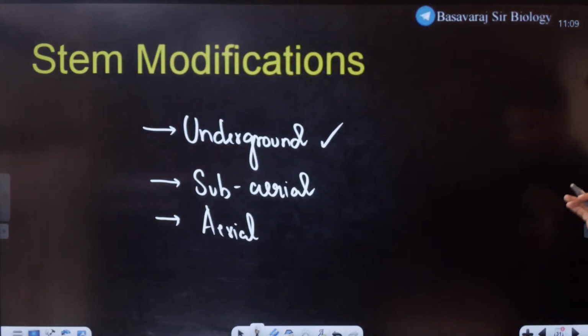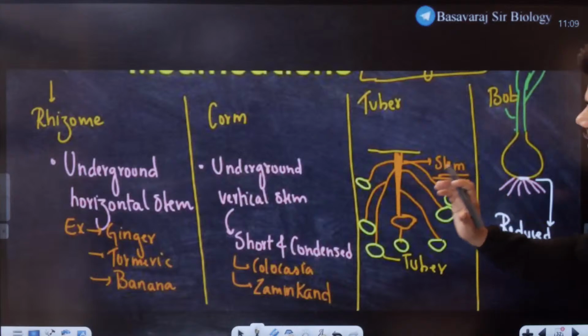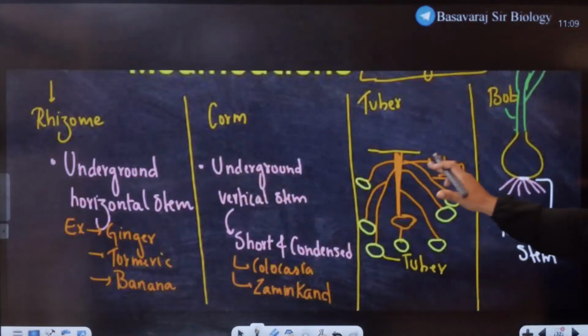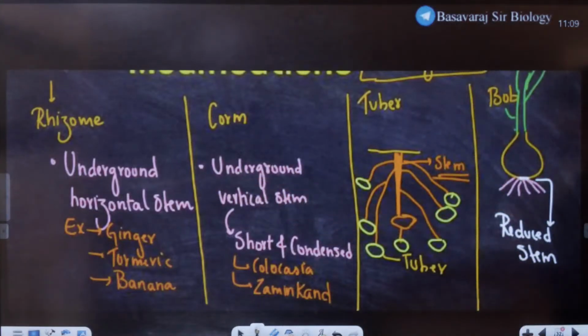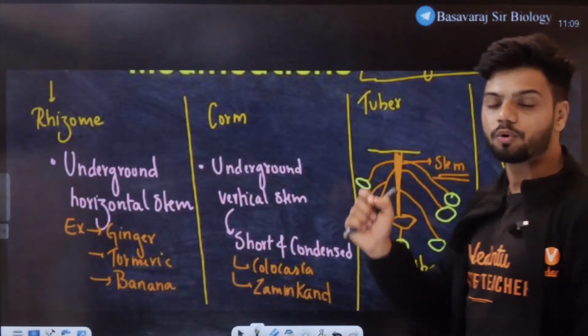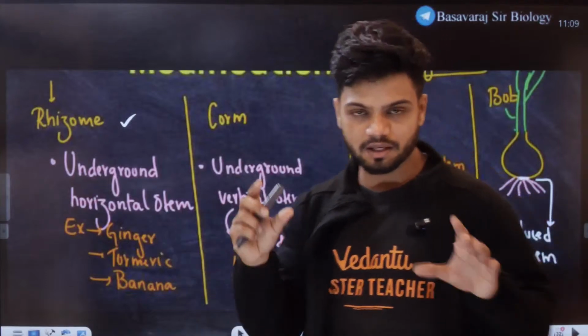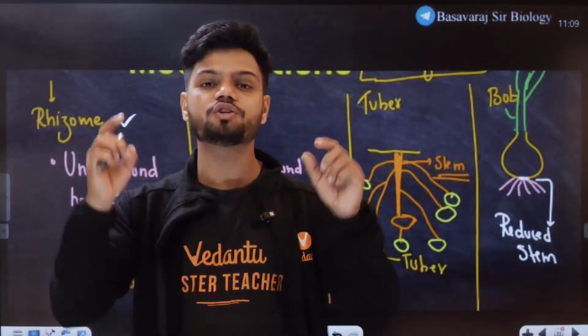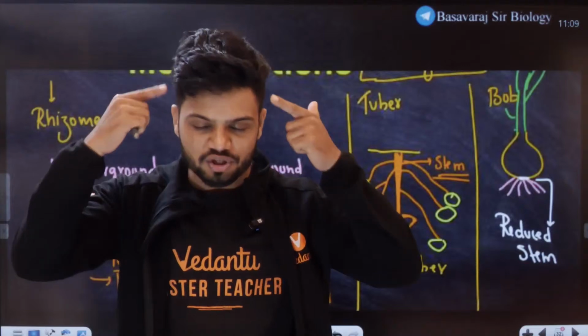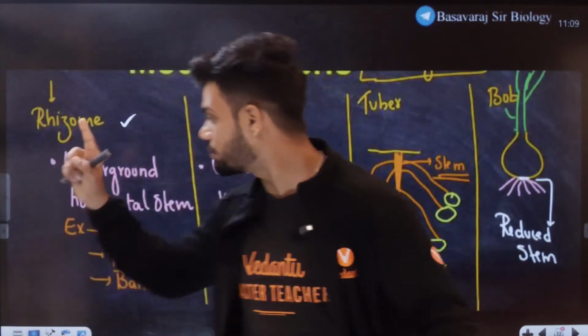Okay. Ready for underground stem. Now, here are the 1, 2, 3, 4 different types of underground stem, which will make you understand very easily. The first one is called a rhizome. Now, I'll give you an image in your mind. Try to imagine that image and then you read the lines.